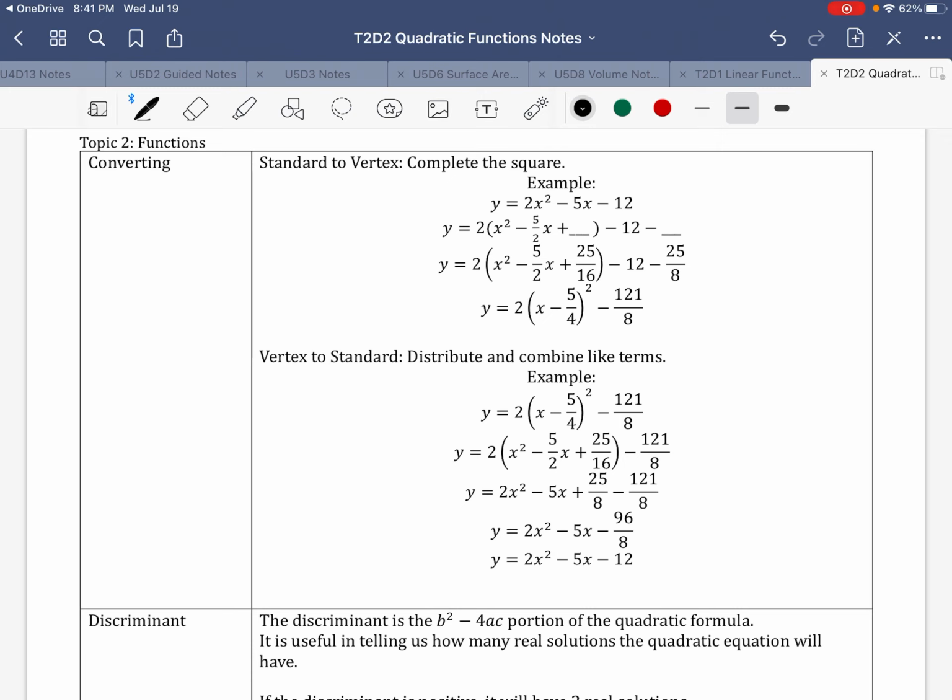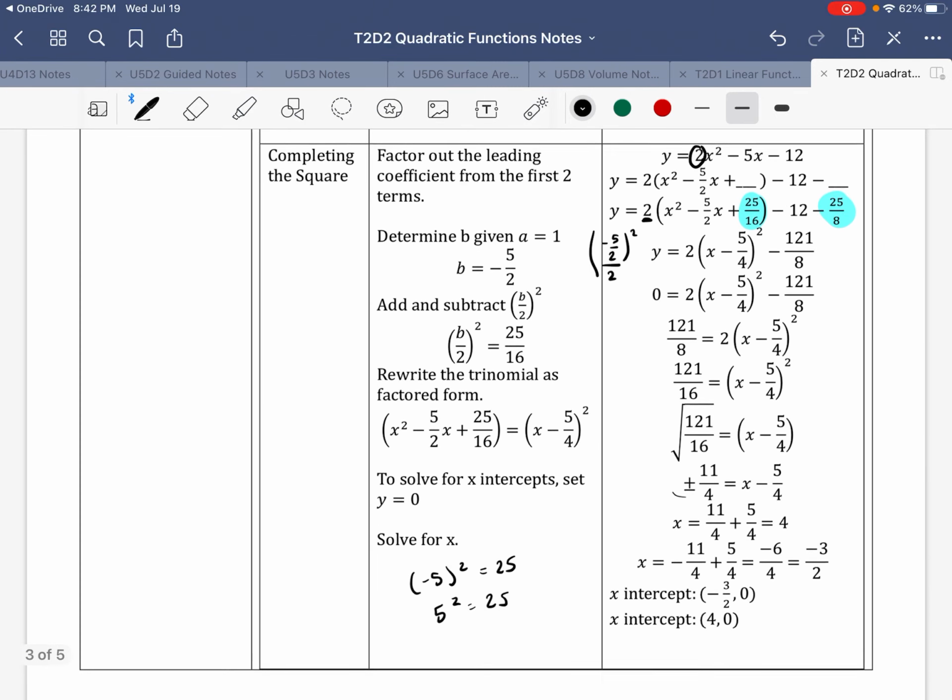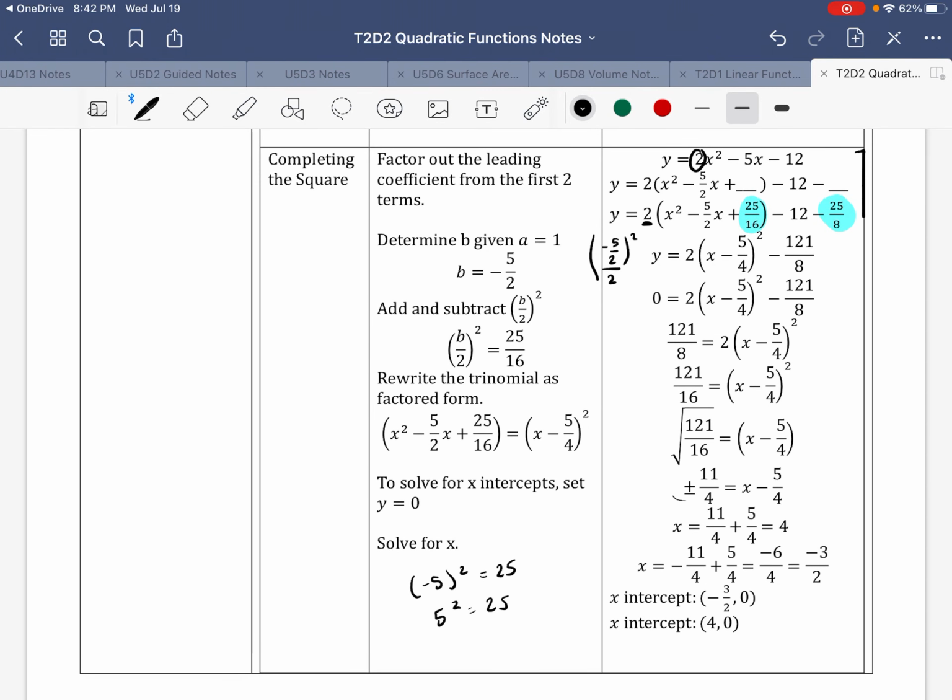Okay. Now, there are also a lot of questions that are going to ask you to convert from one form to the other. In order to convert from standard to vertex form, we need to complete the square, all right? And this is the exact same example that we went through in this previous one that goes up until right here.